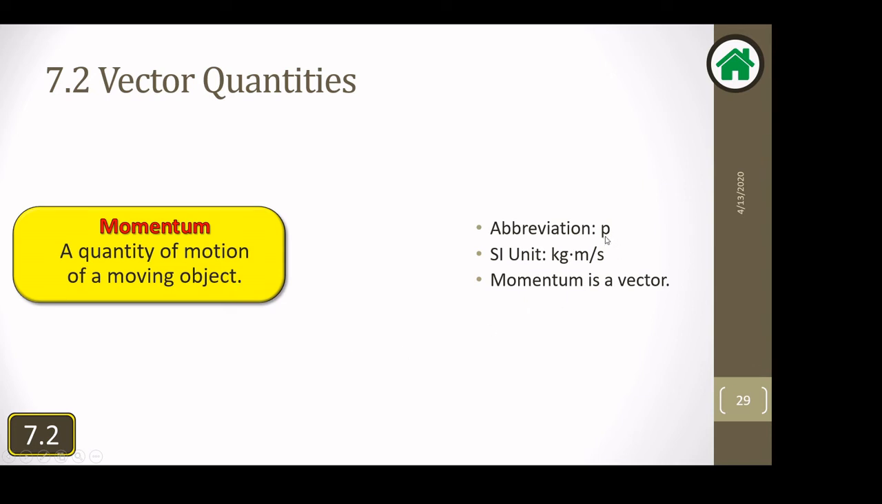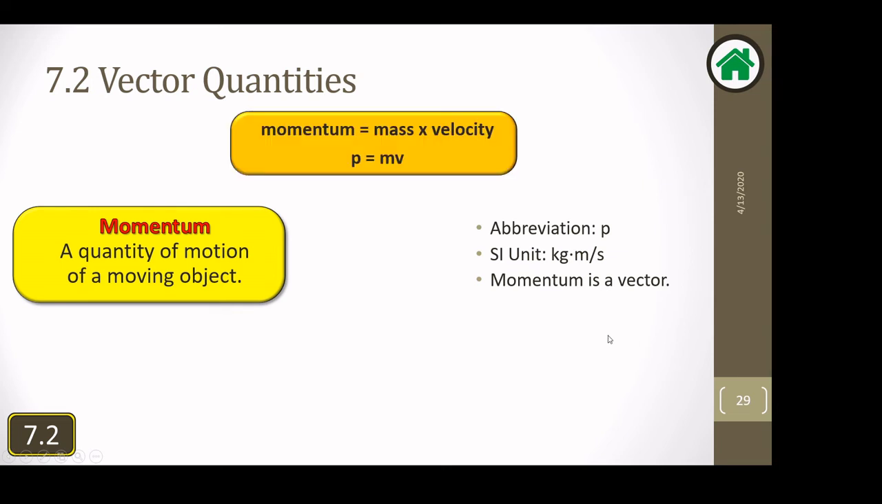Now, for reasons that I can't explain, the abbreviation for momentum is a lowercase p. Yes, I'm aware there is no letter P in momentum. We just have to go with this. And the unit for momentum is pretty confusing. It's kilograms times meters per second. The reason that's the unit has to do with the formula for momentum, which we'll look at in just a moment. Momentum is a vector, which means it does have a direction. So when you calculate the momentum, you have to include that direction.